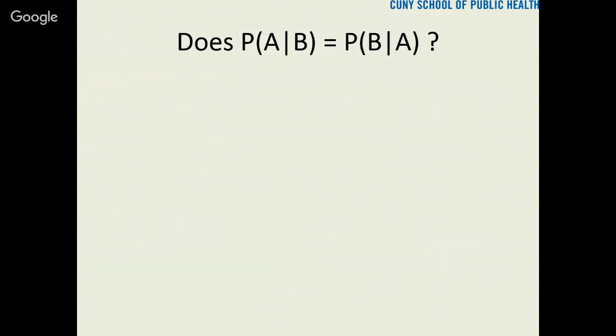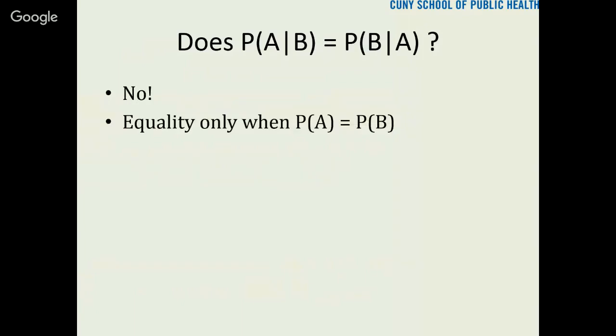So is the probability of A conditional on B equal to the probability of B conditional on A? No. Good, you're absolutely right. No, it doesn't. Only when the prior probabilities of those two things are the same.